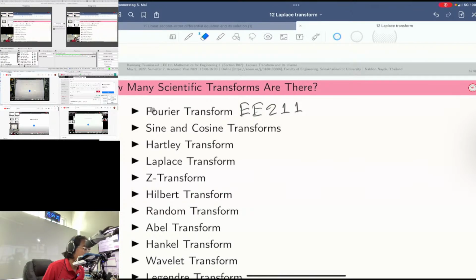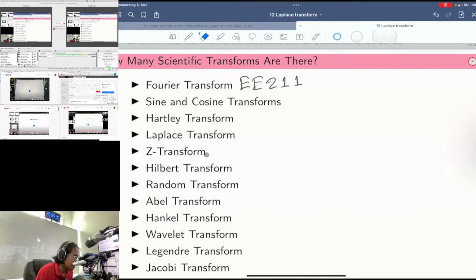You will see that the Fourier transform in EE211 is a little bit more complicated than the Laplace transform, and there are also other transforms similar to the Fourier transform, called the sine transform and cosine transform. There is also another transform like the Hartley transform, and the one here in this chapter for you is the Laplace transform.